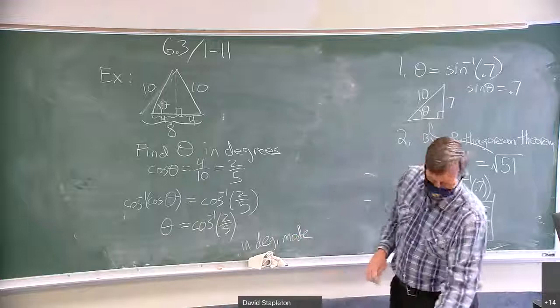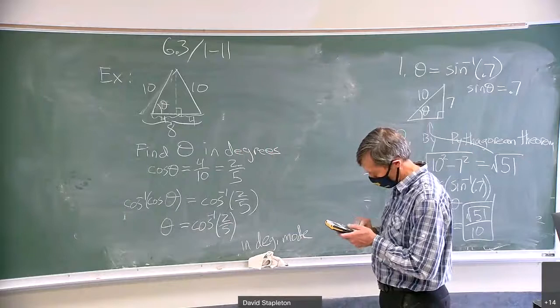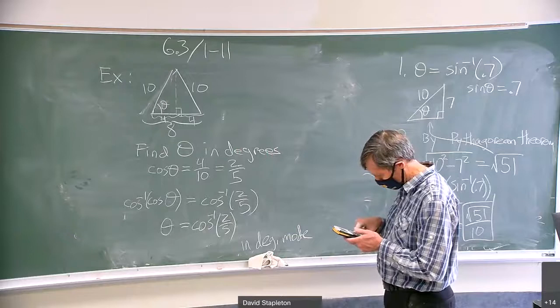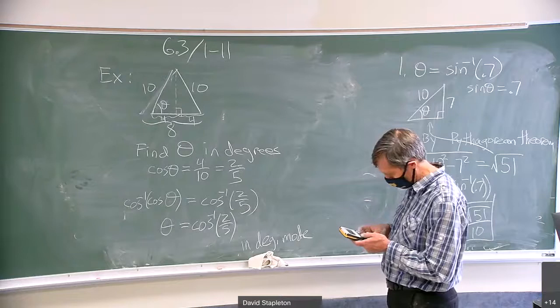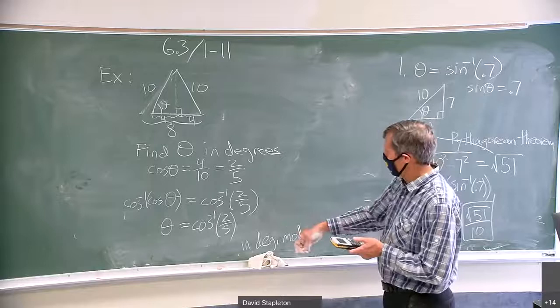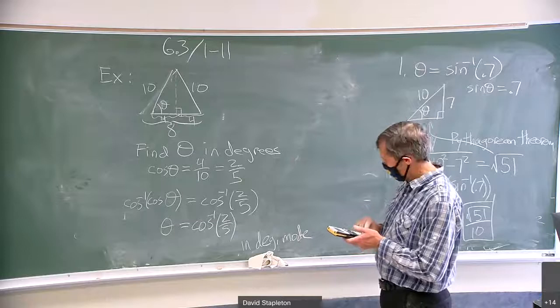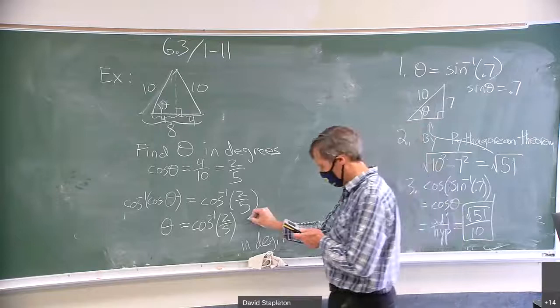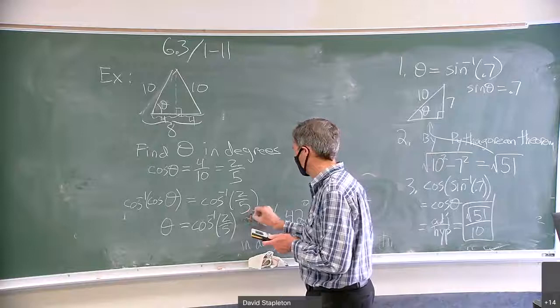Mode. Good. Inverse cosine, so I push second cosine because the inverse button is above it, right? Of 0.4, which is 2/5, and I get 66.42 degrees approximately, at least I'm rounding it.